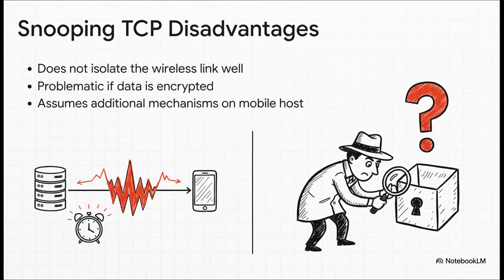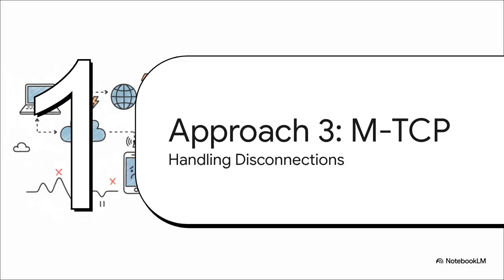But of course, there are downsides. The isolation is nowhere near as good as with I-TCP. If the wireless link gets really bad, the original sender might still time out and slam on the brakes anyway. And here is the real kicker for the modern internet. If the traffic is encrypted, the foreign agent can't snoop on the important bits, and the whole clever scheme just doesn't work.